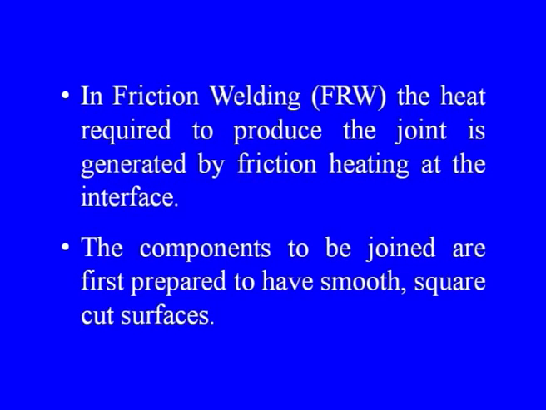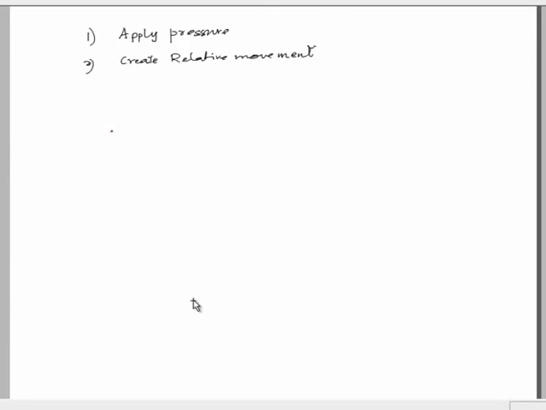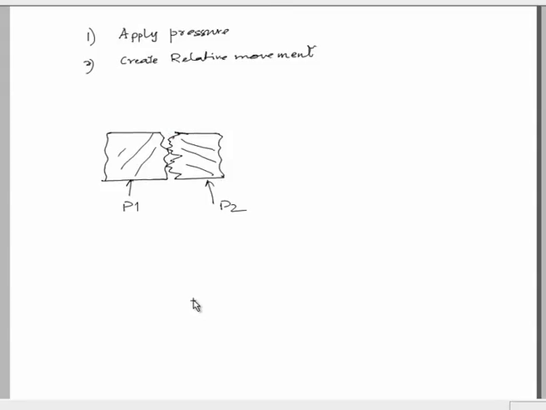In friction welding, the heat required to produce the joint is generated by friction heating at the interface that we have already discussed. The components to be joined are first prepared to have smooth square cut surfaces. Otherwise, this is another important thing, what will happen if there are irregularities on the surface? Say for example, if the faying surfaces have got something like this configuration and the other surface is also having something like this. This is body 1, so this is say piece 1 and this is piece 2 and they are having contact only at few places.